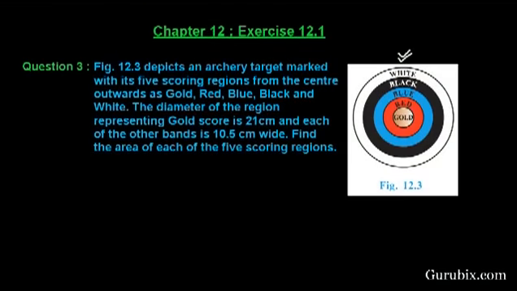Welcome friends. Let us solve question number 3 of exercise 12.1 of chapter 12. The question says: Figure 12.3 depicts an archery target marked with its 5 scoring regions from the center outwards as gold, red, blue, black and white. The diameter of the region representing gold score is 21 centimeter and each of the other bands is 10.5 centimeter wide. Find the area of each of the 5 scoring regions. This is a very important question. Let us solve it. This is the figure.